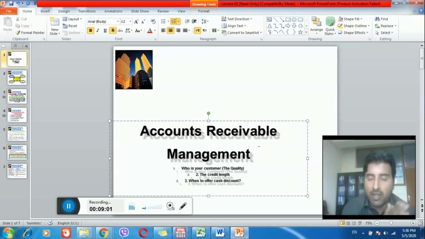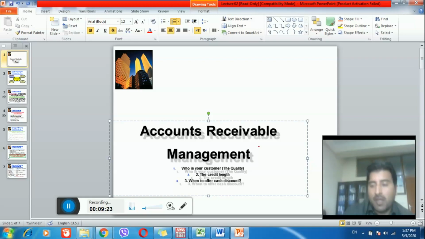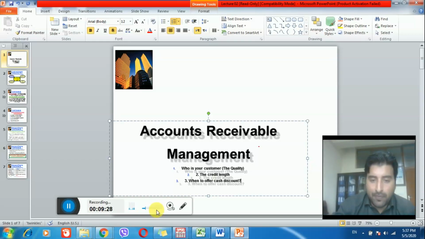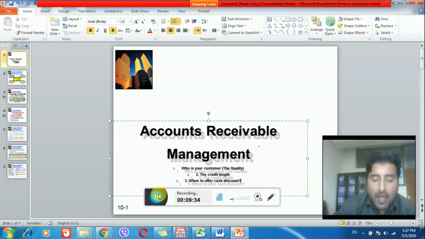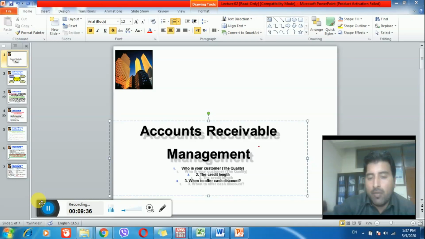There is a difference between trade and cash discount. Trade discount is when the discount is offered by the seller in the course of the transaction, while cash discount is when customers repay the loan to you and you offer a discount at the time of payment. So the third point we are talking about in this lecture is when to offer cash discount, right? What is the appropriate time for a business to offer cash discount?